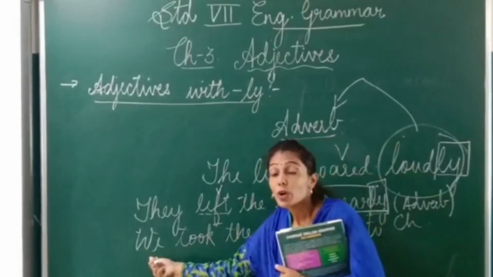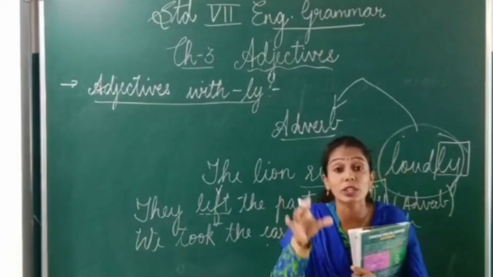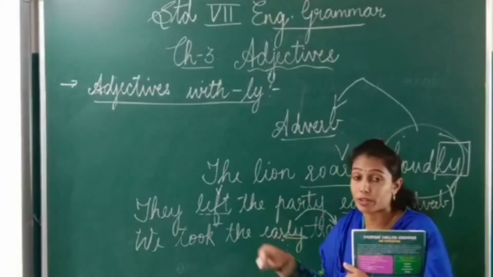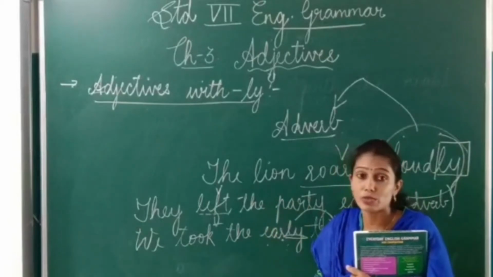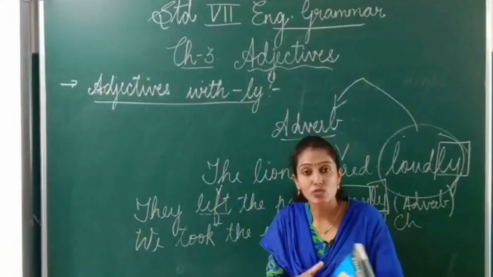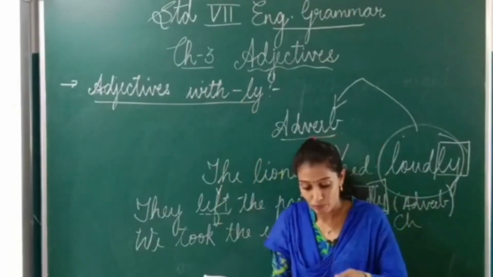But here, we took the early train to Chandigarh. We are talking about the noun. We took the early train. We are talking about the train, describing the train. Early train. So it is used as an adjective. So you understood, children, how adjectives end with ly?